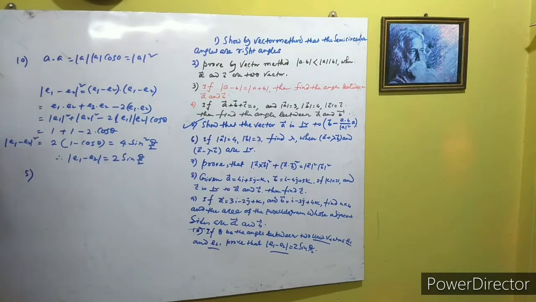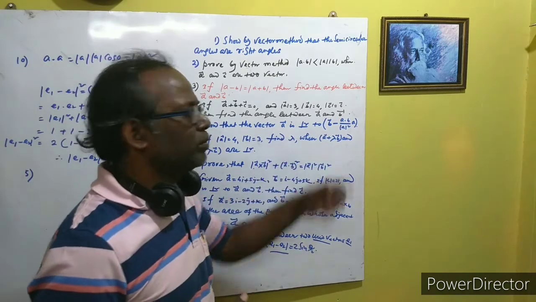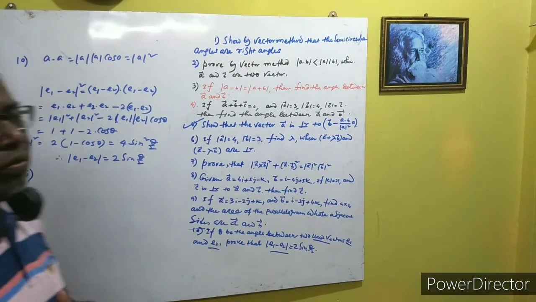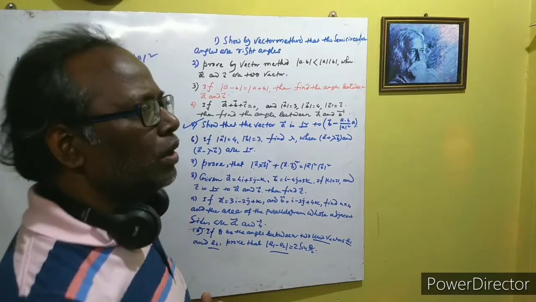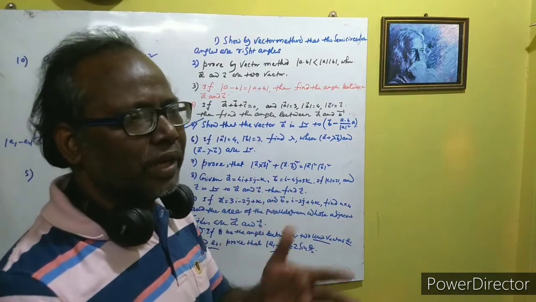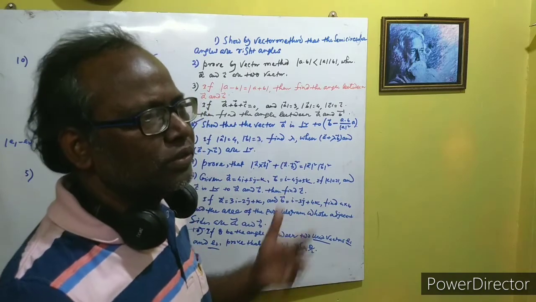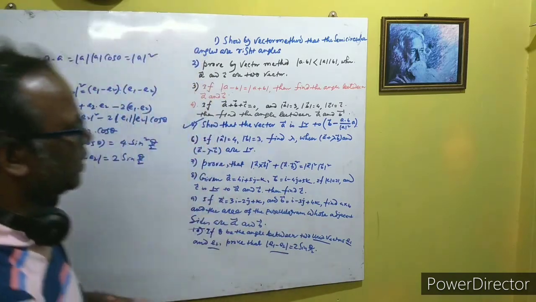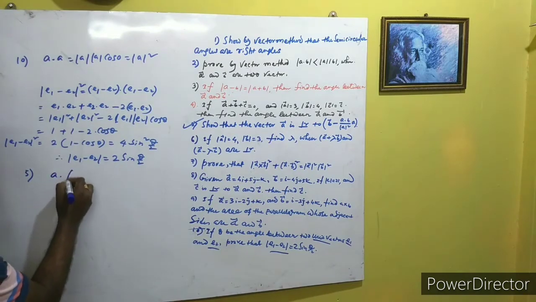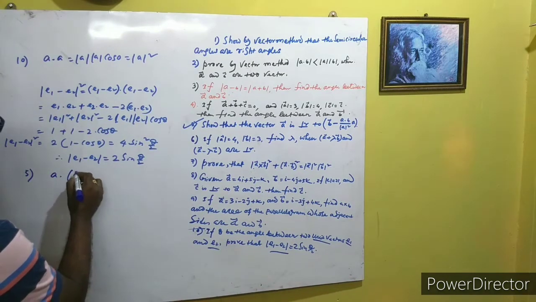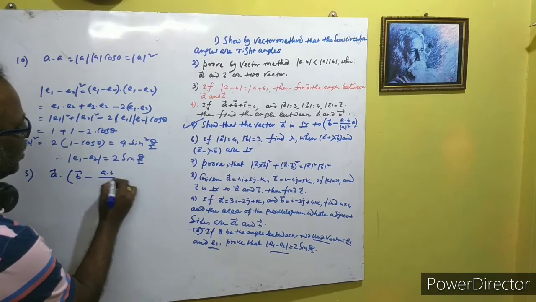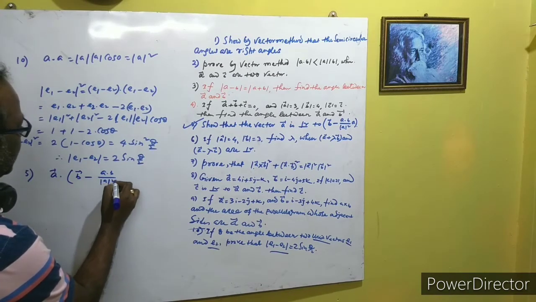If we get 0, we can easily say that the angle between these two vectors is 90 degrees. So you know the dot product is A dot B equal to mod A mod B cos theta. As A dot B is 0, we get cos theta is 0, so it shows that the angle between the two vectors is 90 degrees. So like that we apply the dot product here. A dot, the other vector is B, and A dot B by mod A square.